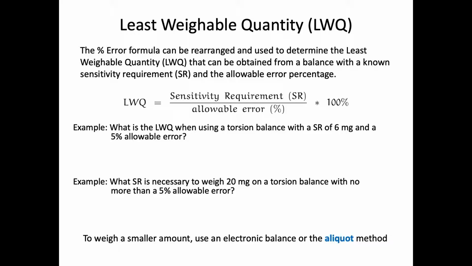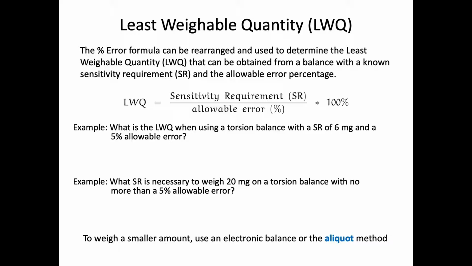In this case, instead of calculating percent error, we're going to give a percent error. What is our allowable error? How much error will I allow myself? If I take the sensitivity requirement and divide it by the allowable error times 100, that gives me the weight that's the least I could do. Any less weight than that, and my error would be greater than my allowable error percent. So the least weighable quantity is equal to the sensitivity requirement of our balance divided by the maximum amount of error we are going to allow ourselves to have in a weighing.